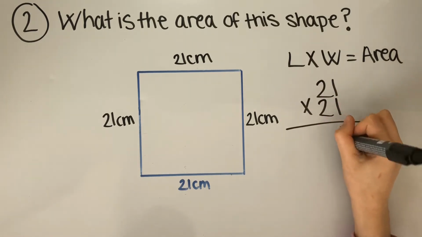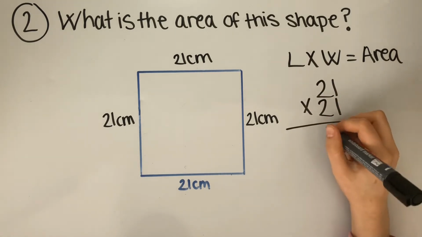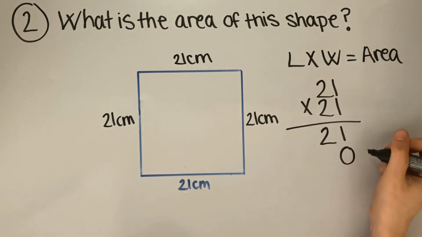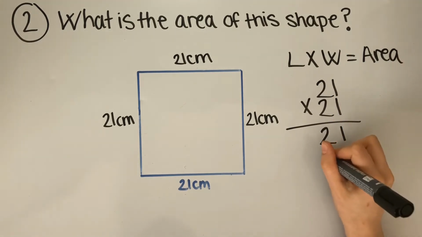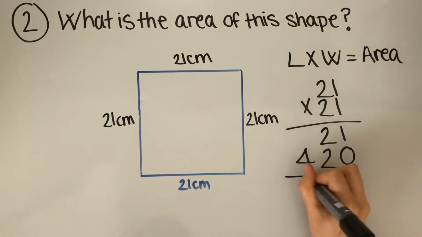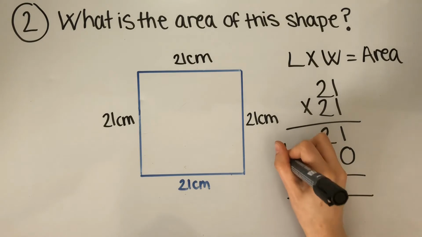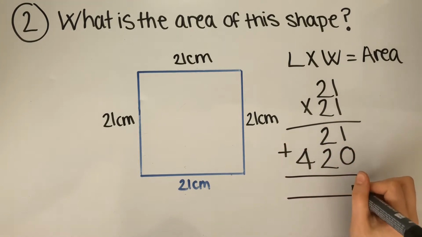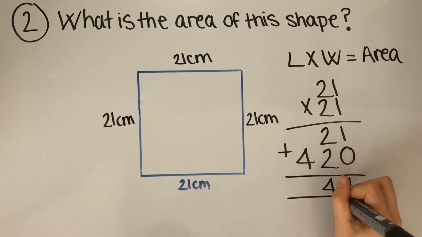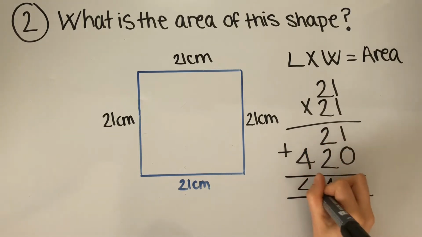1 times 1 is 1. 1 times 2 is 2. Put in our 0 in our digit space. 2 times by 1 is 2. 2 times by 2 is 4. We're going to add them together. 1 plus 0 is 1. 2 plus 2 is 4. Nothing plus 4 is 4.